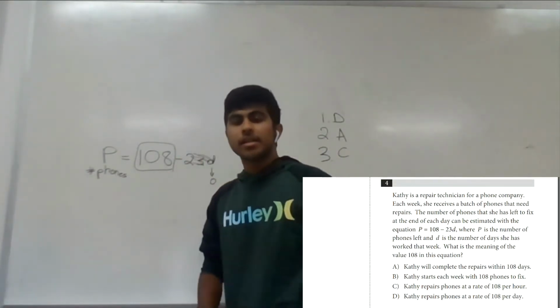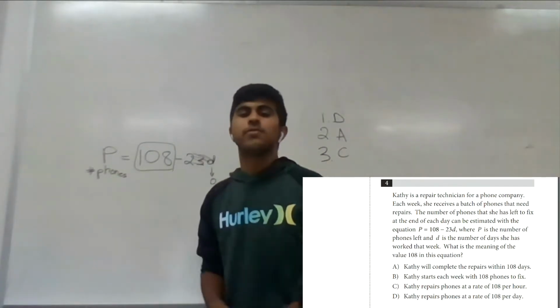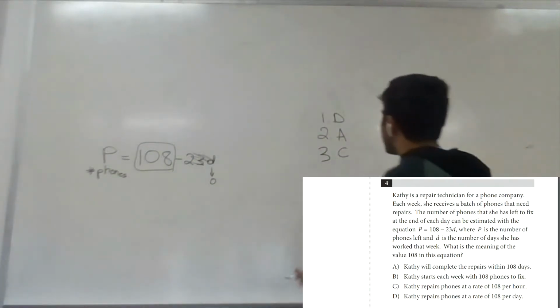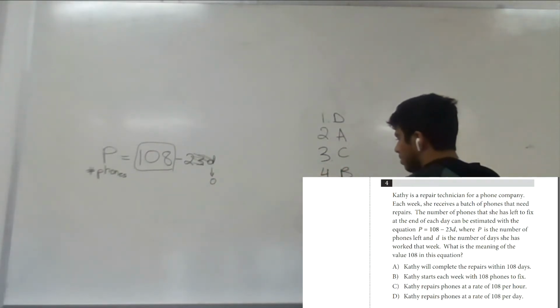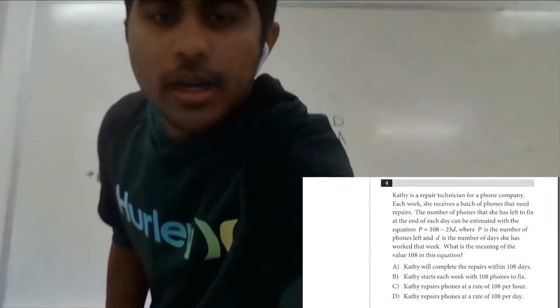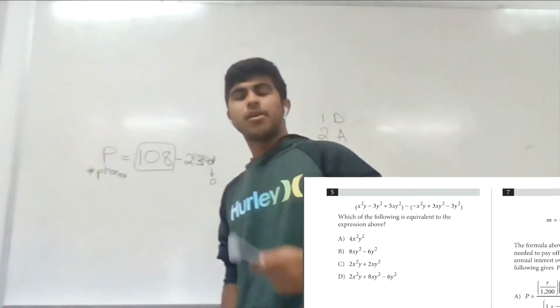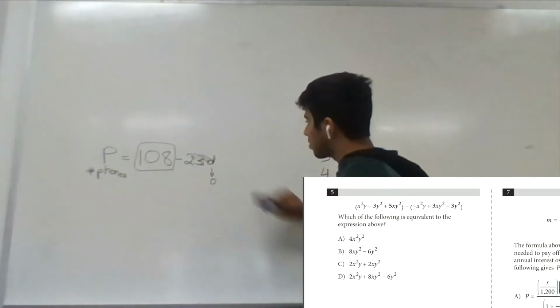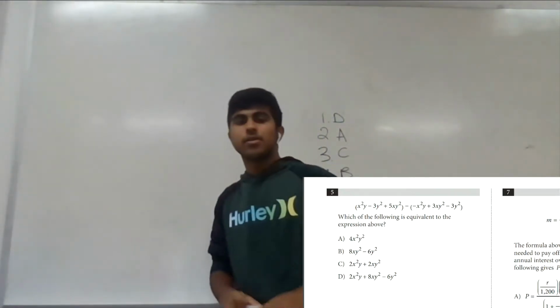And we see that in choice B: Kathy starts each week with 108 phones to fix. So B is our answer. Choice B. And we can move on to the next question. Alright, next question. I have to scroll a bit down to get there.